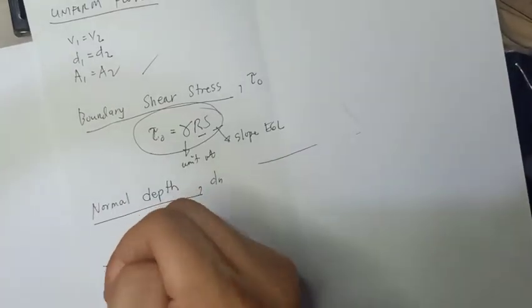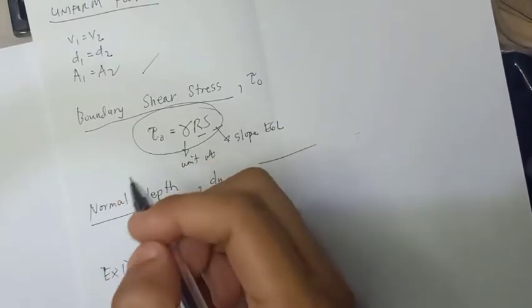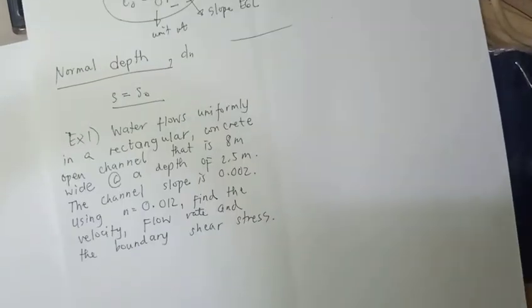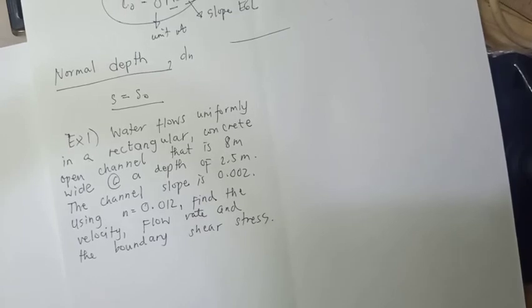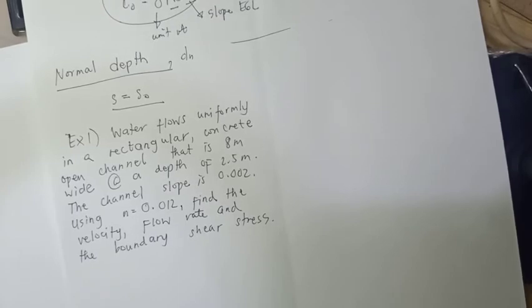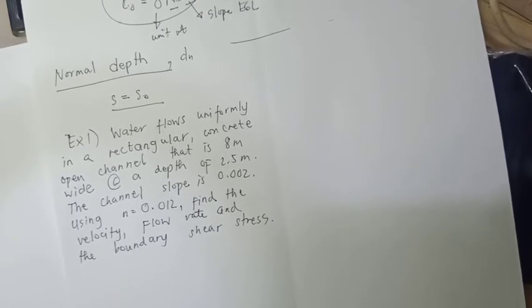So let's have this example. First example. This would be the first problem that I have shown you for chapter 8. The problem is: water flows uniformly in a rectangular concrete open channel that is 8 meters wide at a depth of 2.5 meters. The channel slope is 0.002, using n, the roughness coefficient, of 0.012. Find the velocity, flow rate, and the boundary shear stress. So that's three.